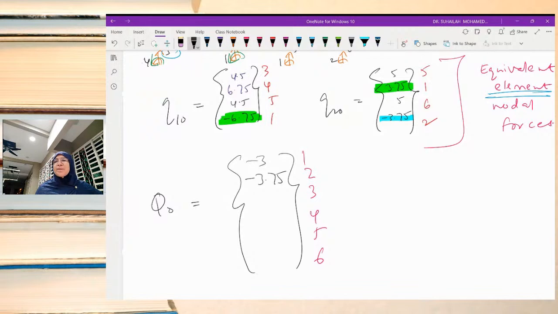Position 3. Next value. Position number 3. Negative 3.75 is position number 2. What about position number 3? 4.5. Yes, it is 4.5.